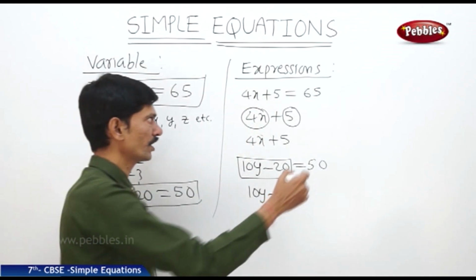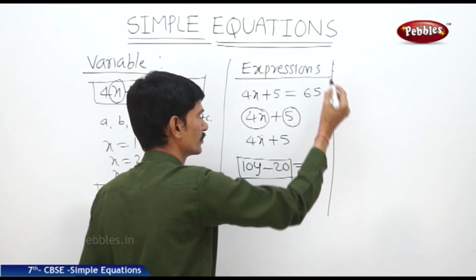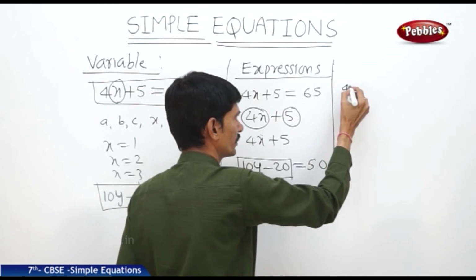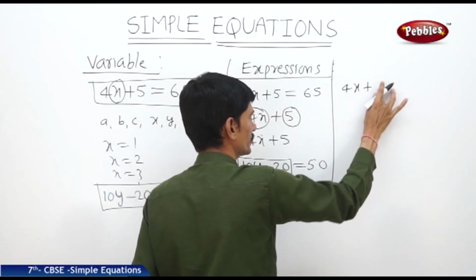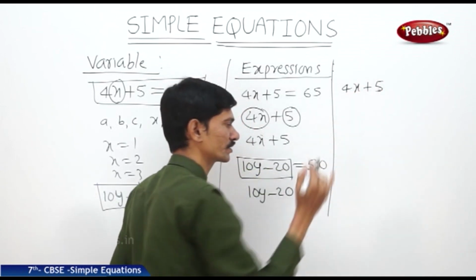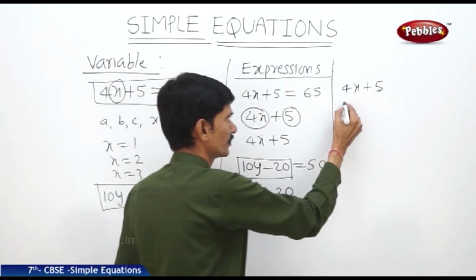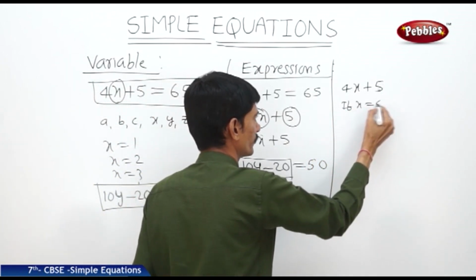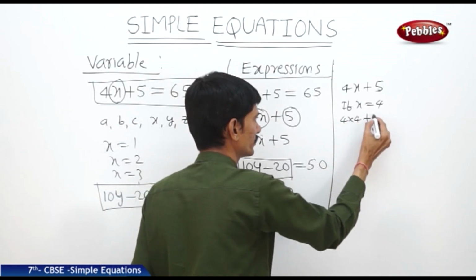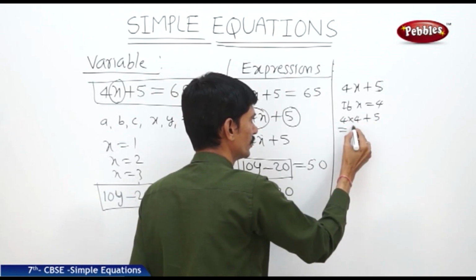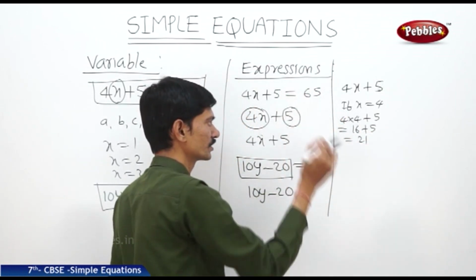Now what is the value of the expression? First, 4x plus 5 is there. In the expression 4x plus 5, if we substitute x value 4, if x equals 4, then the value of the expression is 4 into 4 plus 5. This equals 16 plus 5 equals 21, but not 65.